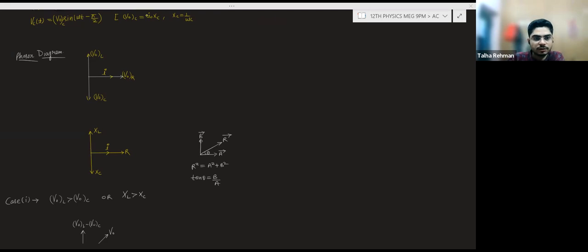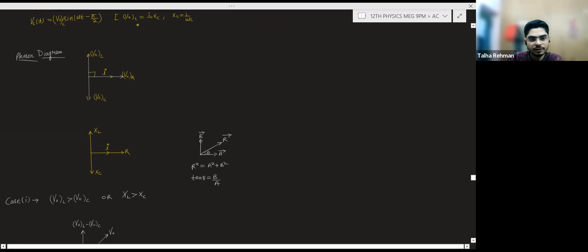In an inductor, voltage leads the current by 90 degrees. In a capacitor, voltage lags the current by 90 degrees, or the current leads the voltage in a capacitive circuit by 90 degrees.